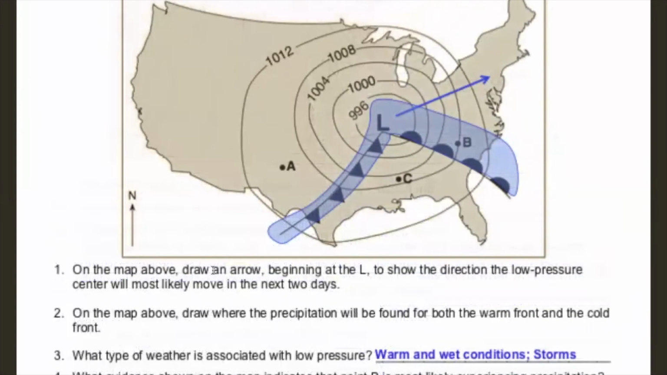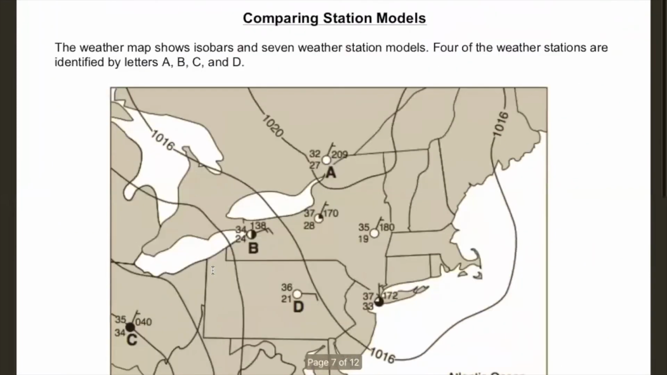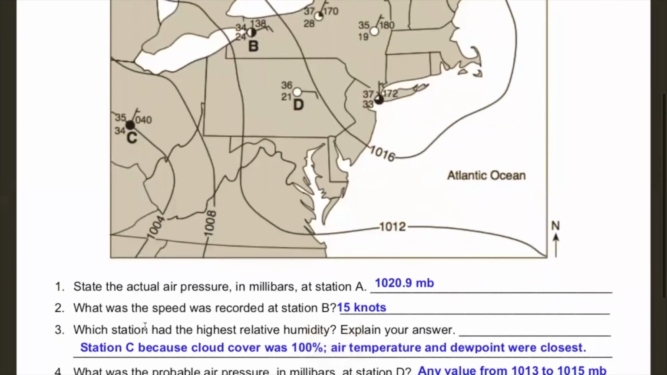Okay, so you could have described this a few ways. The highest relative humidity was station C. You could have said because the cloud cover was 100%. Because the air temperature and dew point were closest, because they were only 1 degree apart. You could have also said it had the lowest pressure. I would also accept that.